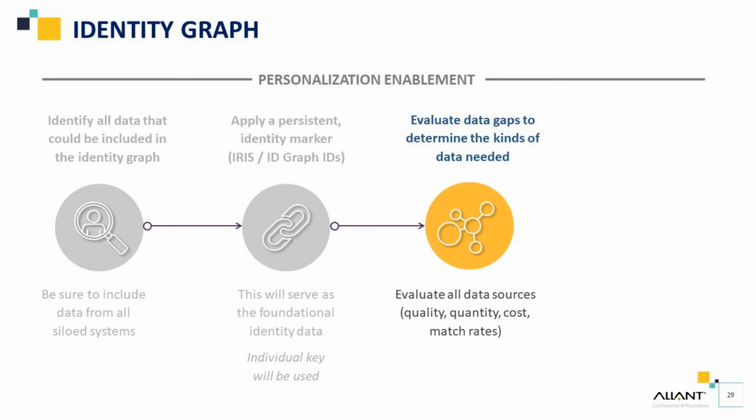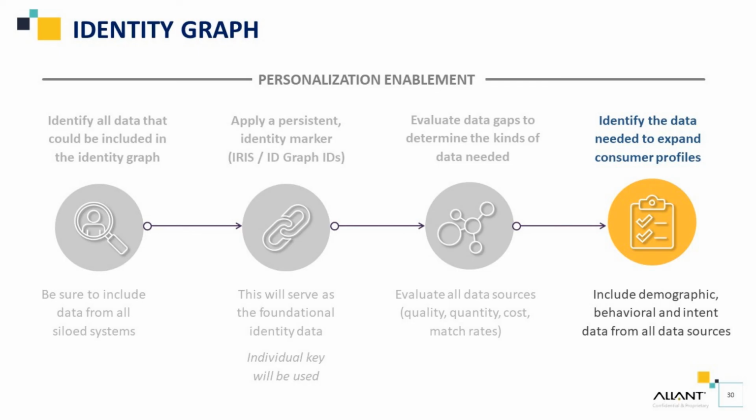The ANA continues with its best practices by identifying the next step: evaluate gaps in identity data to determine the kinds of data you will need to ingest from all data sources to complete and confirm your identity graph. And finally, identify the kinds of attribute data you need to ingest to build and expand your customer profiles, including first-party transaction data, as well as additional demographic, behavioral, and purchasing data from third-party data sources.